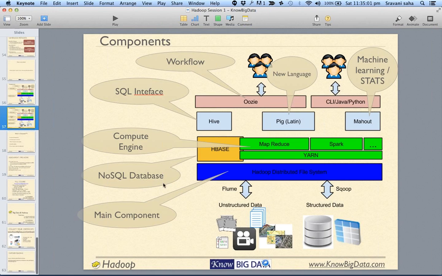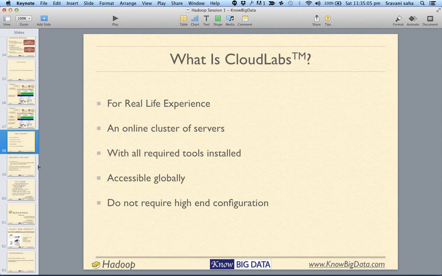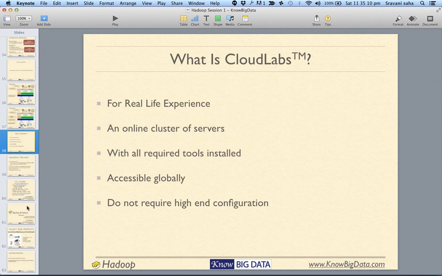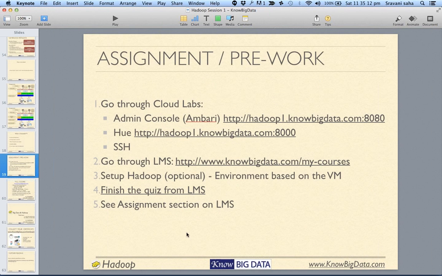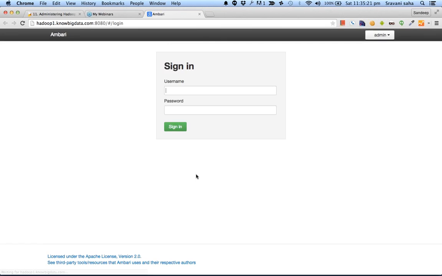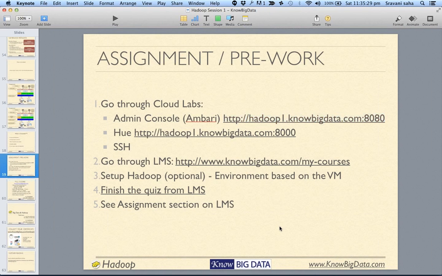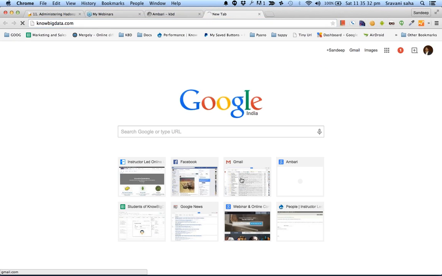So that was a little bit about Hadoop. Please use Cloud Labs if you are already signed up with us. And this is the assignment. Please log in to the Ambari console. I'll show you that. The login password would be in the installation document.